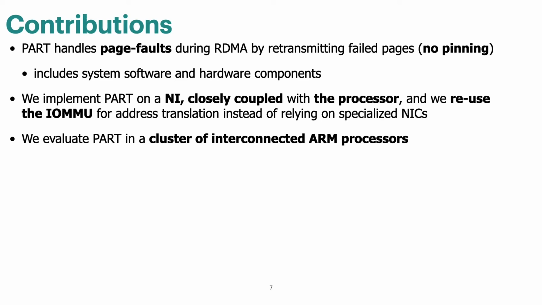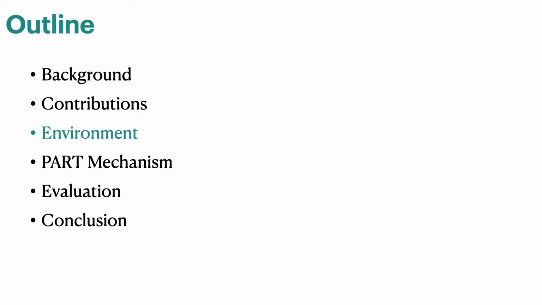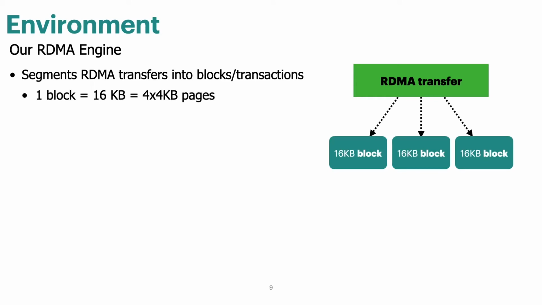We evaluate PART in a cluster of interconnected ARM processors, and we present the results from micro-benchmarks and a real HPC application using 16 nodes and 64 cores. Now regarding the environment, we used an RDMA engine, not implemented as part of this work, but implemented by our team. This RDMA engine segments the RDMA transfers into block transactions, where each block is 16 kilobytes. For example, a 64 kilobyte transfer is segmented into 4 blocks.